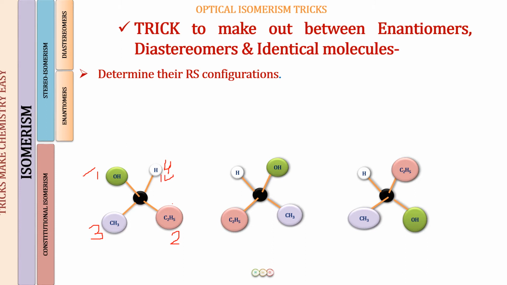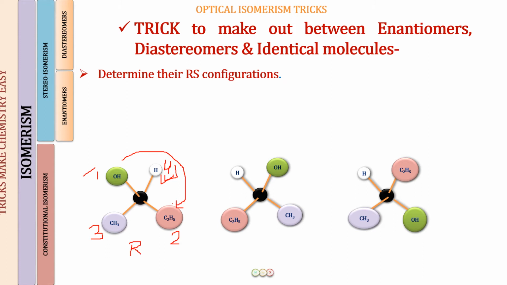So the fourth group is projecting backwards. What you have to do is make an arrow from group number 1 to group number 2, crossing over group number 4 if that comes in between. Never cross over group number 3. Now what is this direction? This is in the clockwise direction, so this has an R configuration.